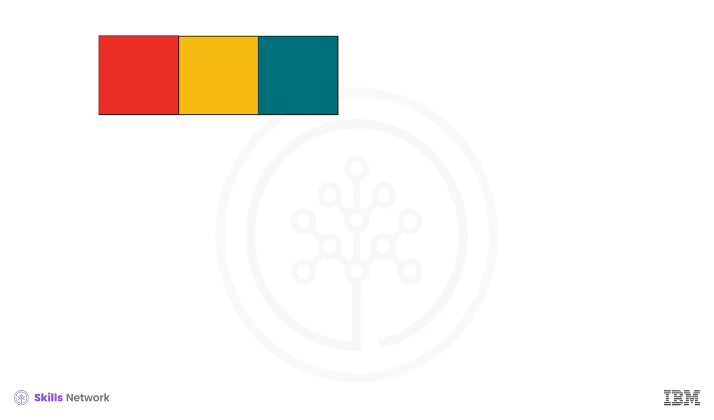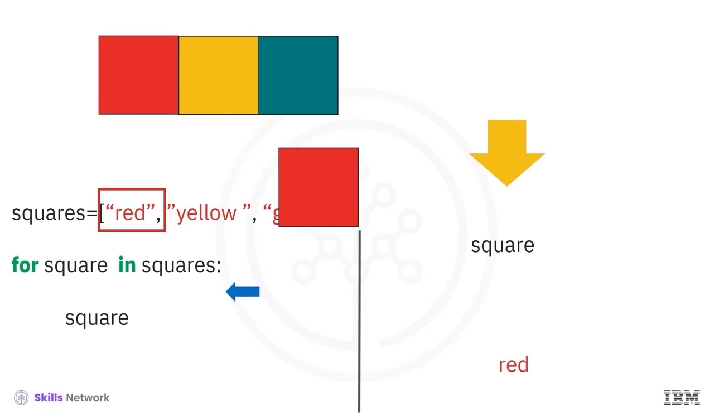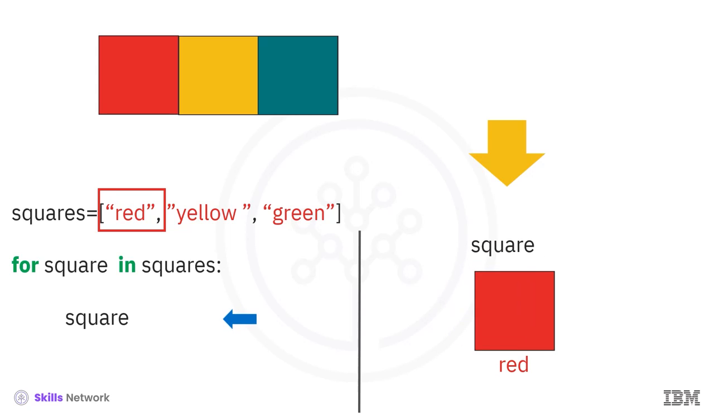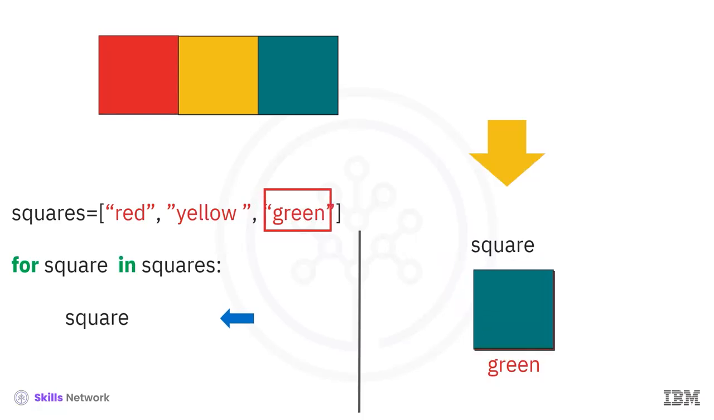We can also iterate through a list or tuple directly in Python. We do not even need to use indices. Here is the list squares. Each iteration of the loop, we pass one element of the list squares to the variable square. Let's display the value of the variable square on this section. For the first iteration, the value of square is red. We then start the second iteration. For the second iteration, the value of square is yellow. We then start the third iteration. For the final iteration, the value of square is green.